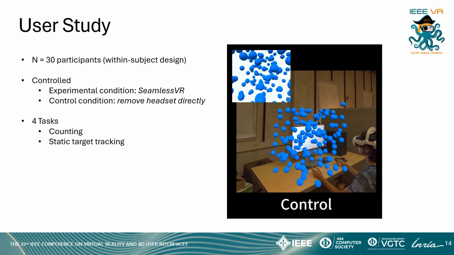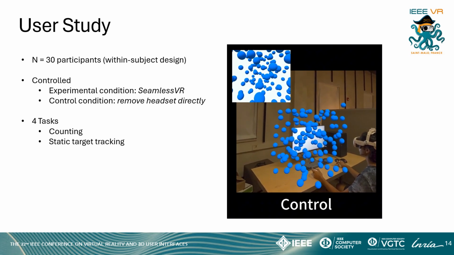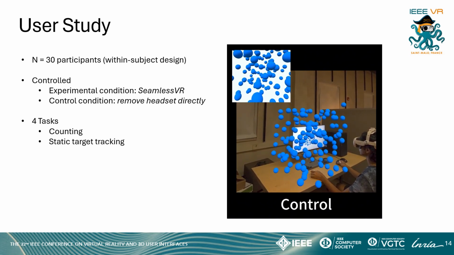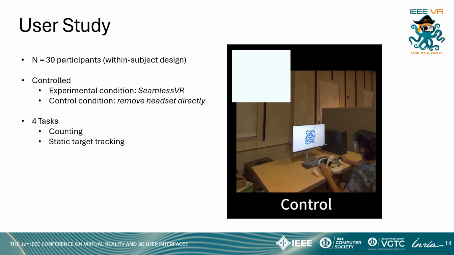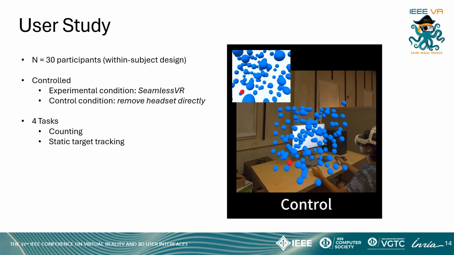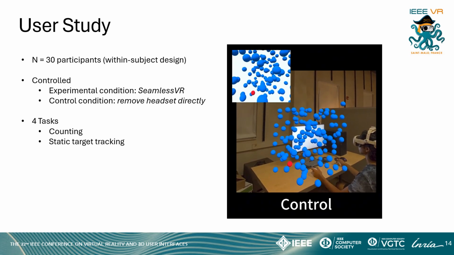In the second task, the participants were shown blue spheres. One of the spheres was highlighted in red. The red highlight disappears. The participant removes the headset and tries to find on screen the sphere that used to be highlighted.